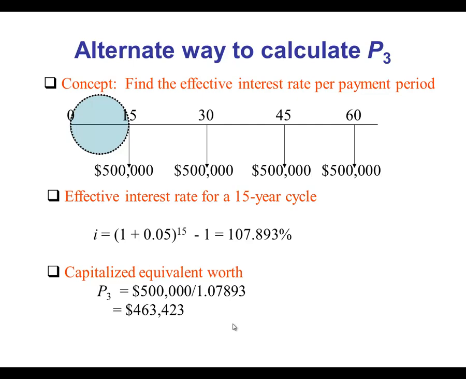We can also use the effective interest rate per payment period, the one that we learned before, and as you can see here, we can calculate i effective using the formula, which will be 107.893%, and then use that to calculate P3 by dividing 500,000 by the interest i, and that will give me the same value.